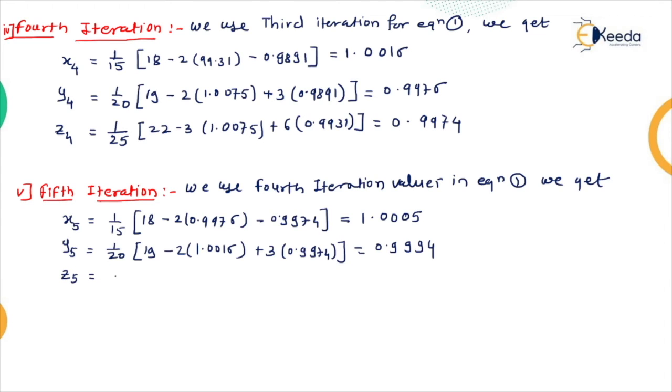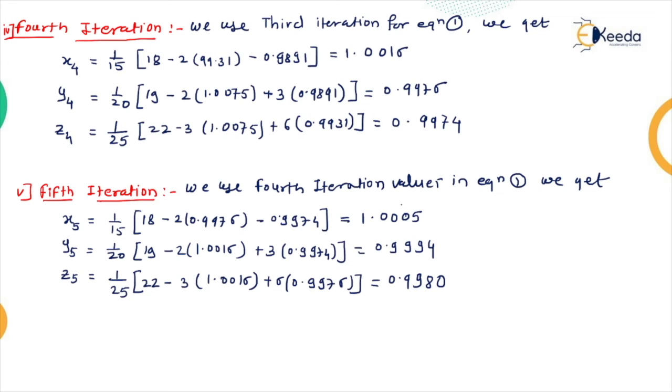Now let's see z5. z5 can be written as 1 divided by 25 times the bracket 22 minus 3 times 1.0016 plus 6 times 0.9976, which is the value of y4. After calculation we get 0.9980, the value of z5 for the fifth iteration.